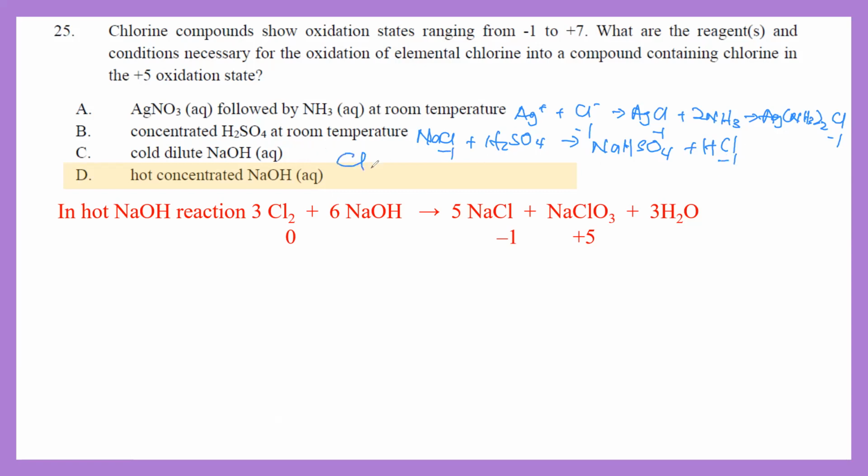With cold dilute NaOH, Cl2 reacts with NaOH to form NaCl plus NaOCl plus H2O. So in here, the oxidation state changes from 0 to -1 and +1. So it cannot be oxidized to +5. Therefore, D in here is the best answer.